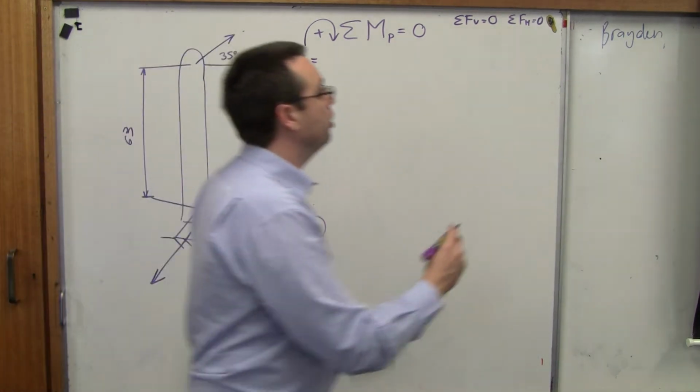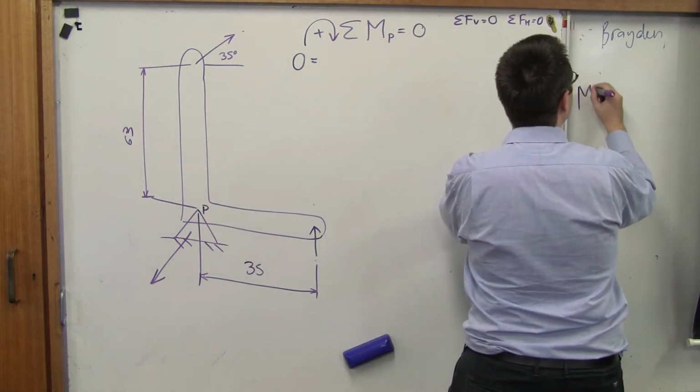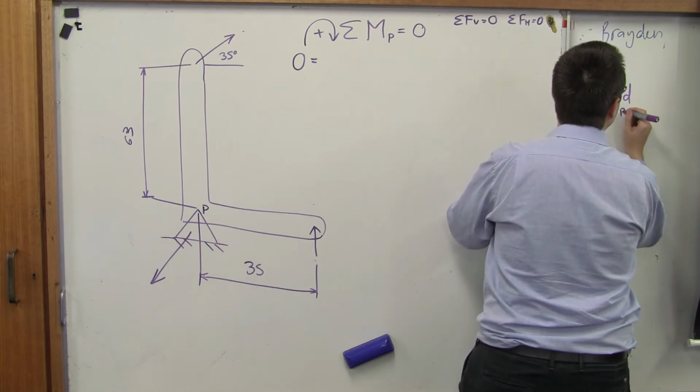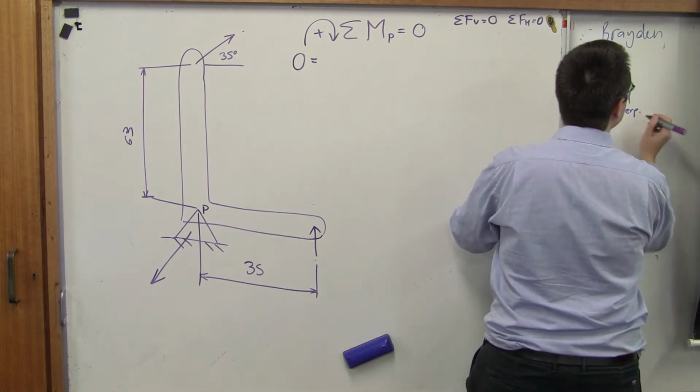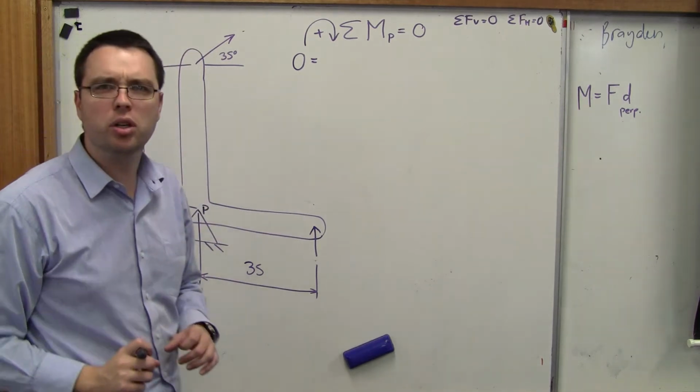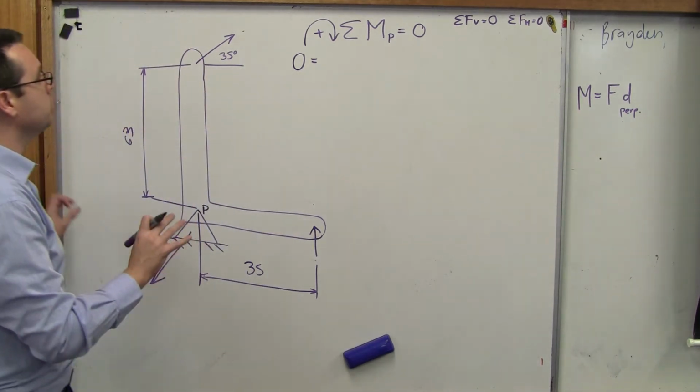I want to remind you that the formula for moment is moment equals force times distance, and I want you to remember that's the perpendicular distance. Always the perpendicular distance. That's really important. I don't know if that showed up. Yep. It always has to be perpendicular distance.